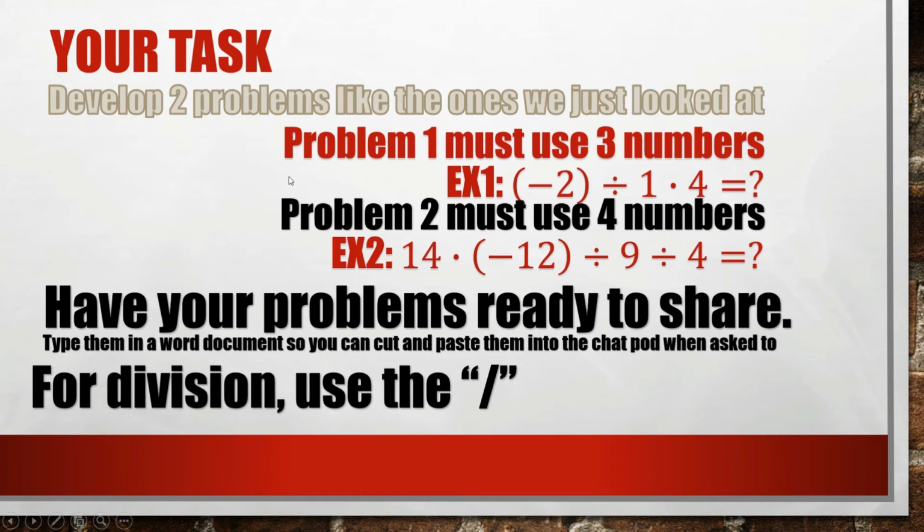For division, use the slash button. Okay? We can't make the division symbol in the chat pod. So all you need to do, for example, if you want to do 14 divided by 5, you just do 14 slash 5. Same thing. All right, that slash we'll use to represent division whenever we type in the chat pods.